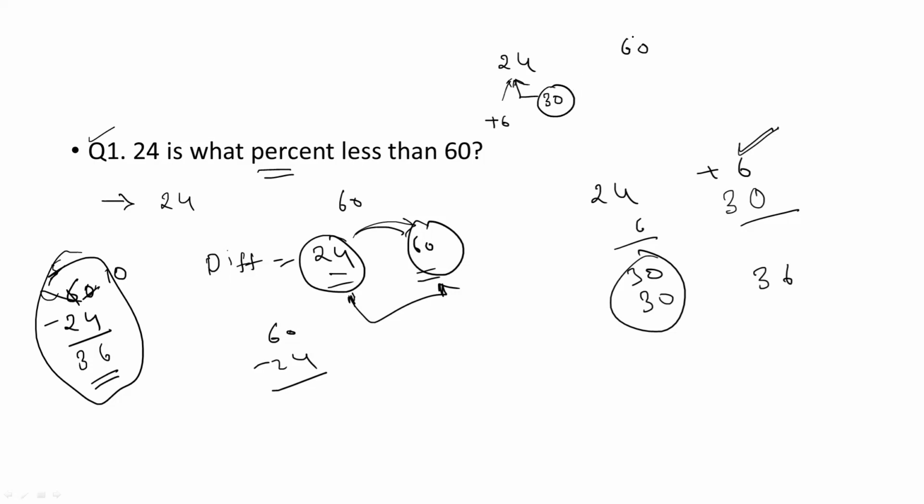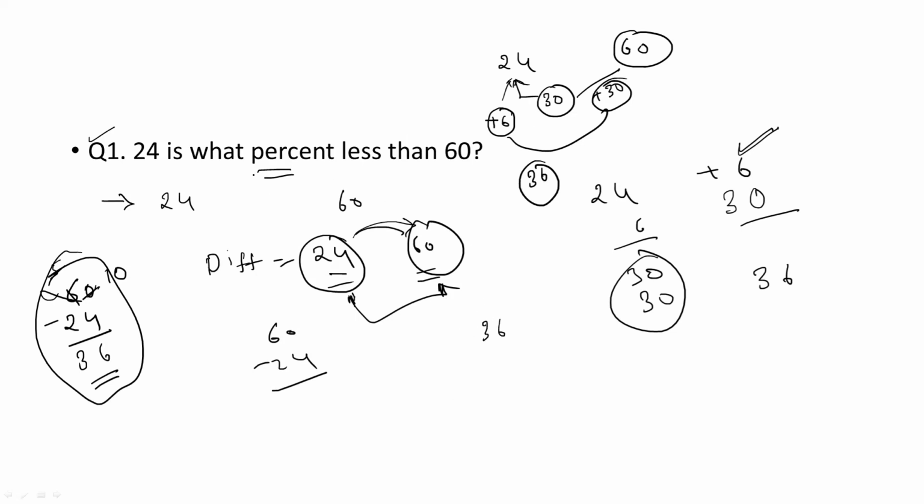And what do I need more? I need 60, and I have 30. What should I add more to get 60? I should add 30 more to get 60. So what total number have I added? I have added 6 and this 30, so in total 36. This is the difference between 24 and 60.